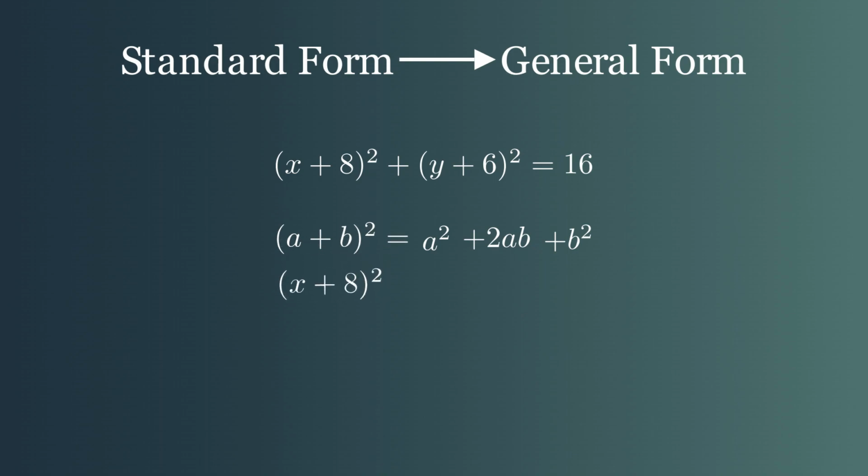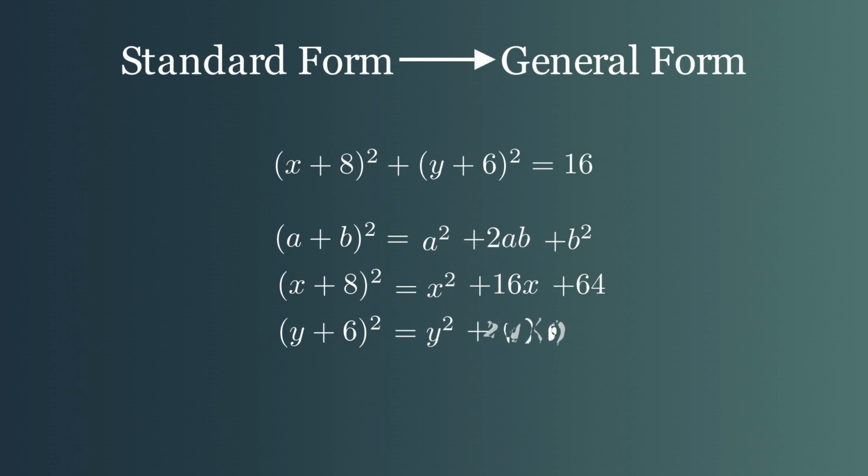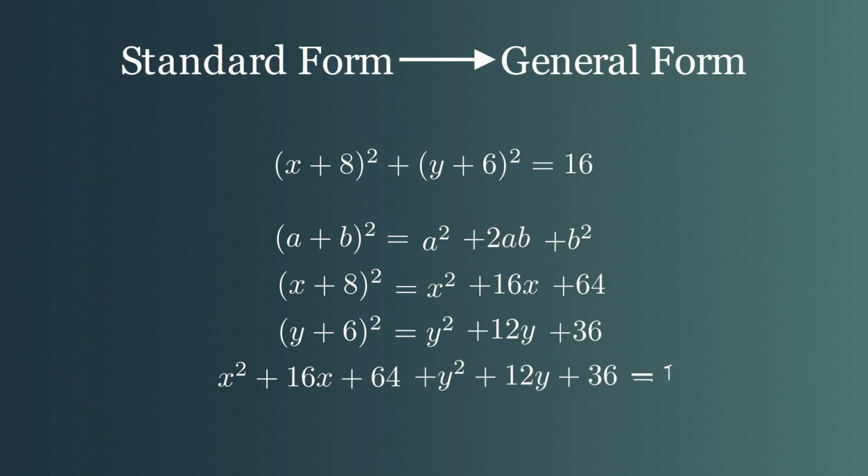For (x plus 8) quantity squared, square the first term, which will give us x squared. Next is twice the product of the first term and last term, which will give us 16x. Lastly, square the last term. 8 squared is equal to 64. We can simply repeat this process for the second binomial, (y plus 6) quantity squared, which will result in x squared plus 16x plus 64 plus y squared plus 12y plus 36.